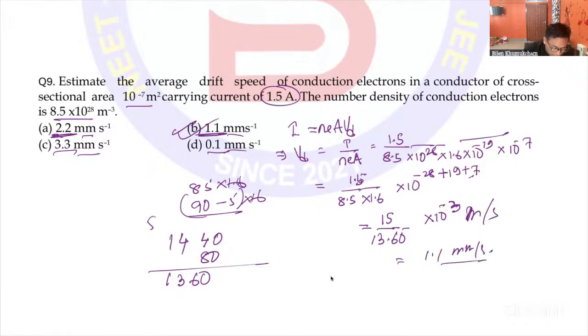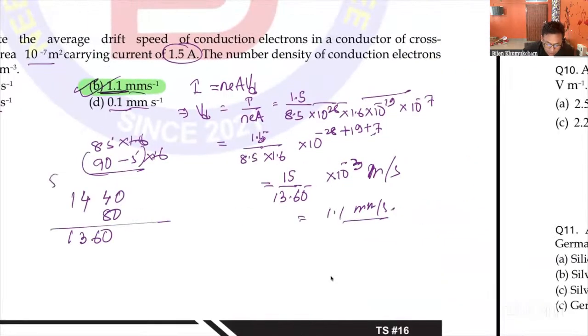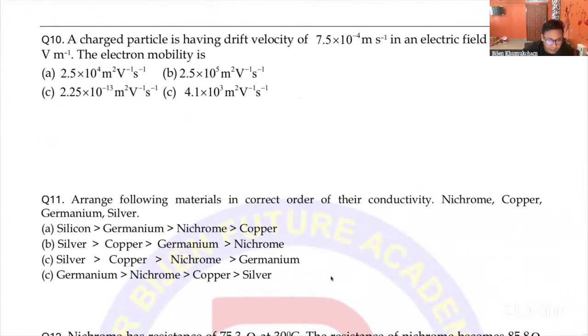As I said before, do not go for actual calculation in the exam. It will simply waste your time. Since the answer options are in front of you, try to choose the correct option. Now let's see question number 10. A charged particle is having a drift velocity in an electric field. The electron mobility will be.